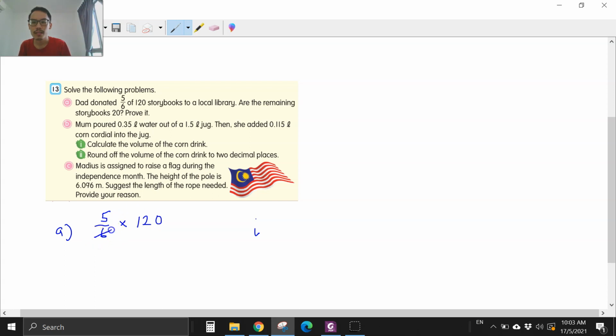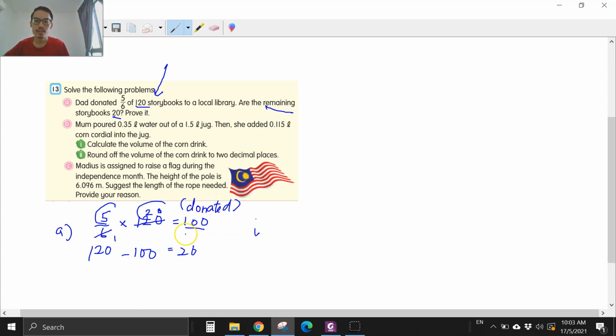So this one you divide 6 is 1, divide 6, 20. 5 times 20 is 100. This is the books that he donated, yang dia dermakan. So soalan tanya, adakah baki dia 20? So initially he has 120 books. Mula-mula ada 120 buku. Dia dermakan 100. Baki dia 20 books. So is the remaining 20 books?